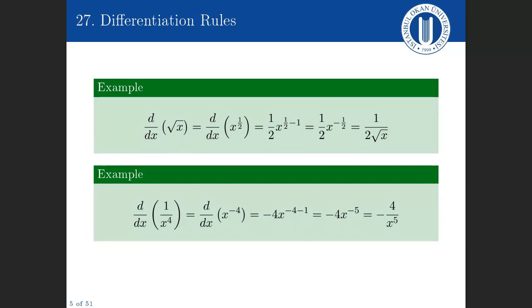Or we could use that to differentiate 1 divided by x to the power 4, because 1 divided by x to the power 4 just means x to the power minus 4. So again, we have x to the power n, but now n is equal to minus 4. So we use our rule, nx to the power n minus 1. Minus 4, x to the power minus 4 minus 1. That's minus 4x to the power minus 5, or we could write that as minus 4 divided by x to the power 5.